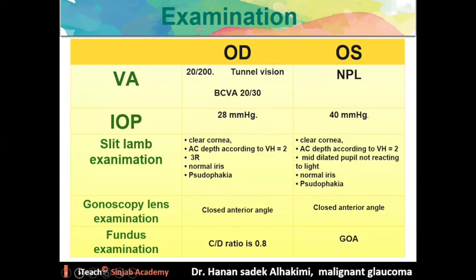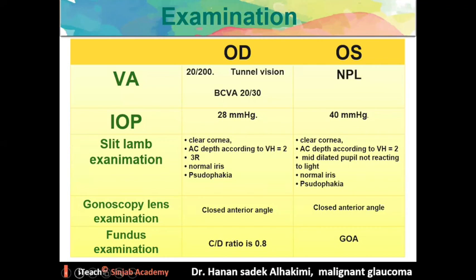Her clinical examination showed the visual acuity to be 20/200 with tunnel vision in the right eye. The best corrected visual acuity was 20/30, while in the left eye there was no light perception. The IOP was 28 millimeters of mercury in the right and 40 in the left. Her slit lamp examination showed clear cornea bilaterally. The AC depth was grade 2 according to the Van Herick classification.